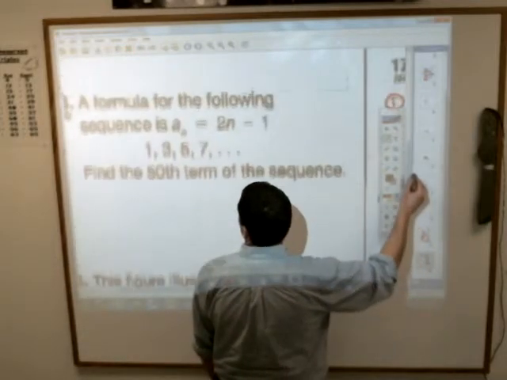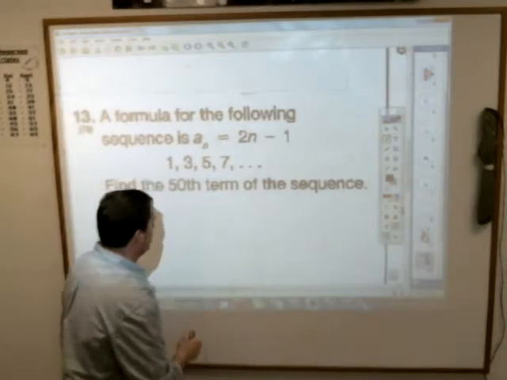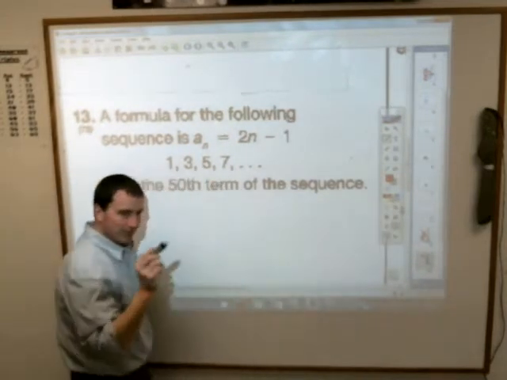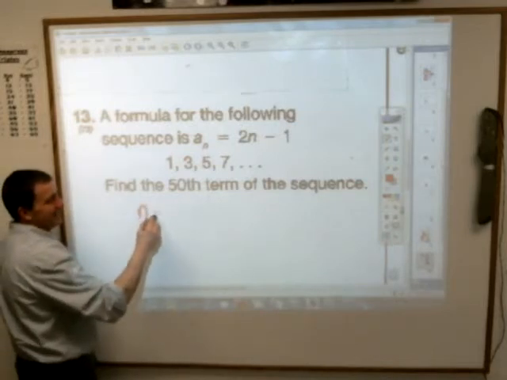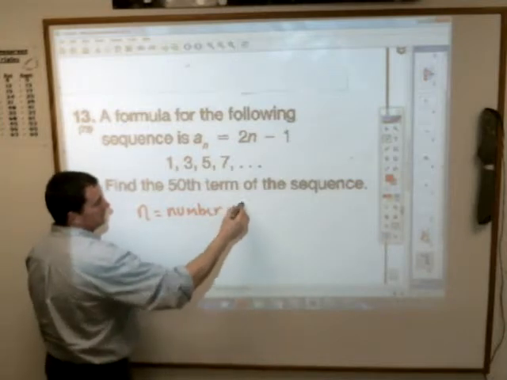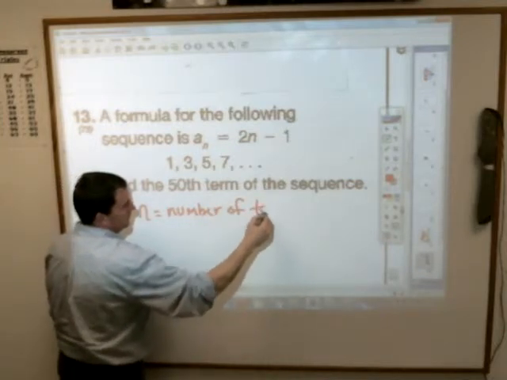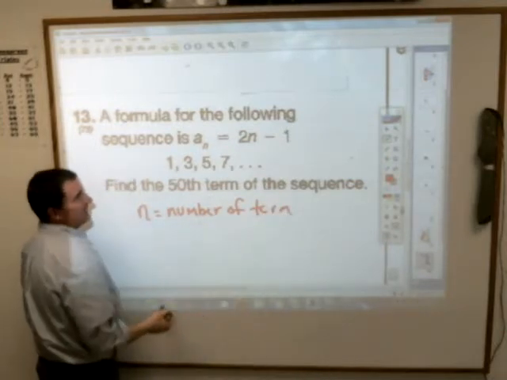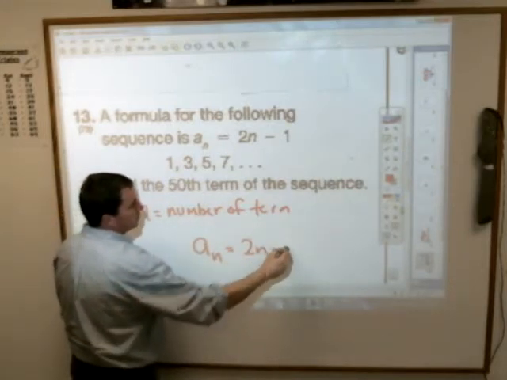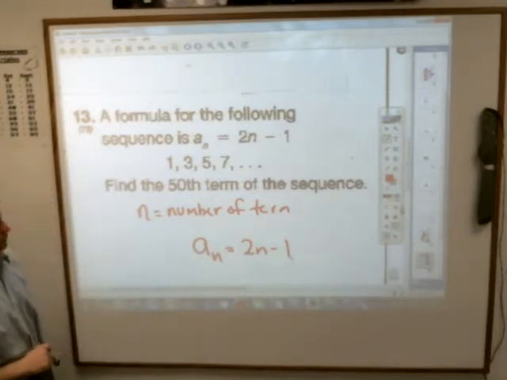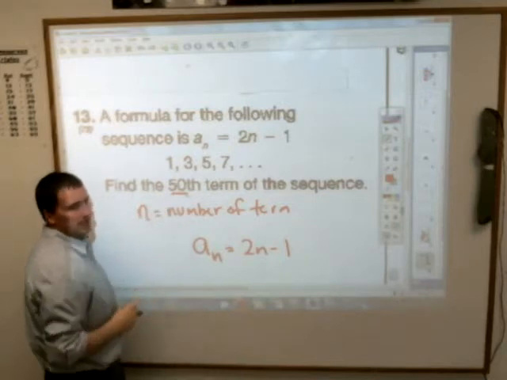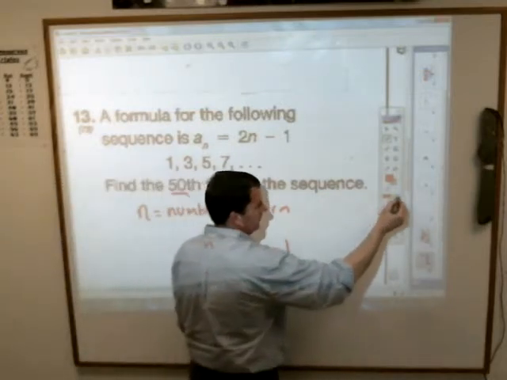Formula for the following sequences. Right. The only thing I'd write down is a little reminder for problem number 13. When we talk about sequences, the letter N is the number of the term you want. Okay. They gave you the formula. They said A sub n equals 2n minus 1, Sage. So any place that you see the letter n, you put in what term they said. And the term they said was 50th.